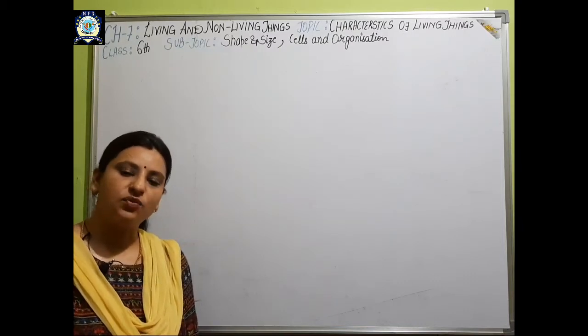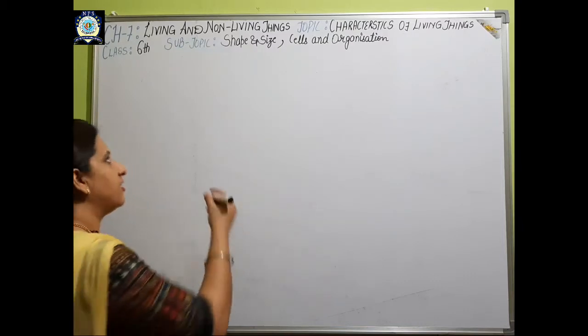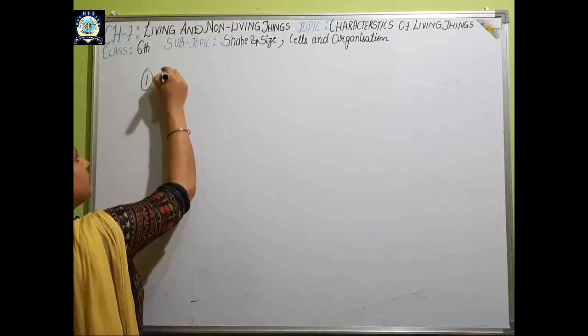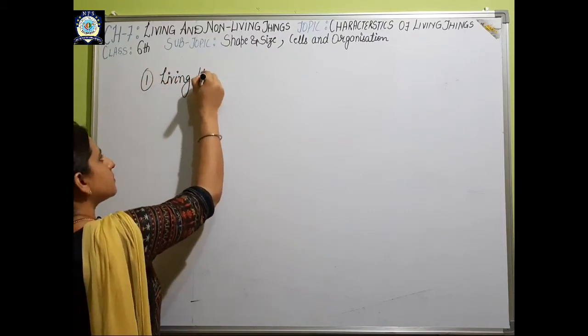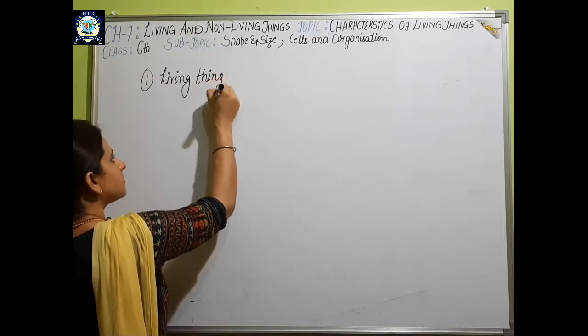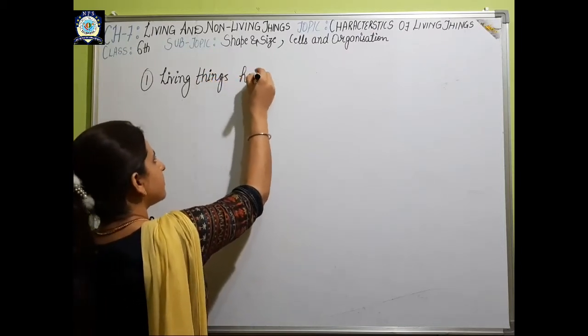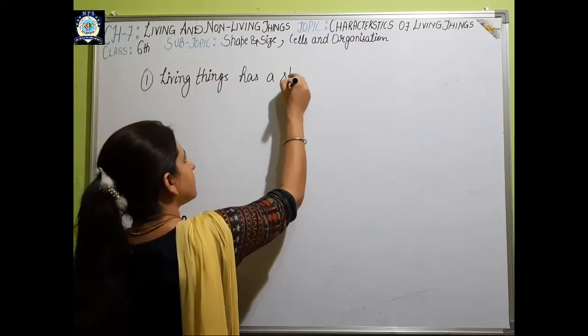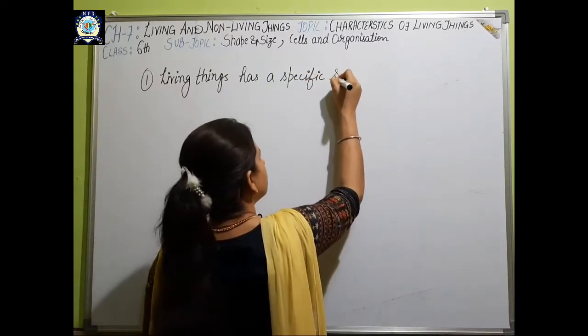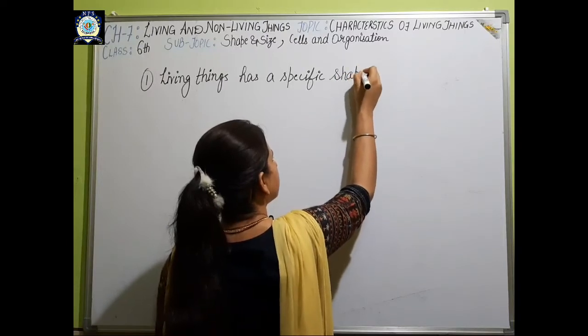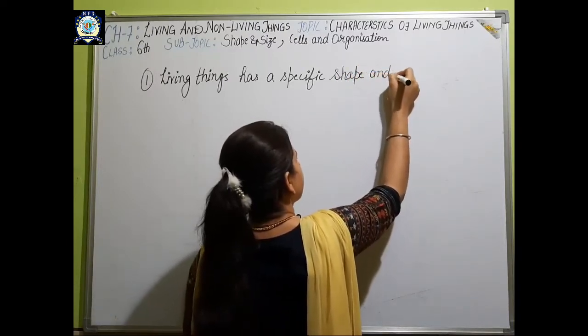So I will start with the first character, that is living things have a specific shape and size.